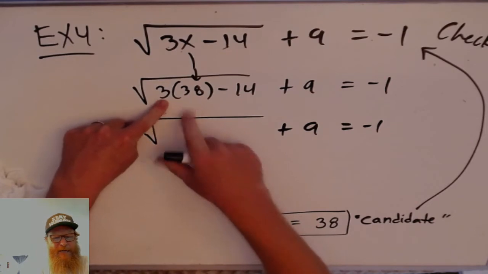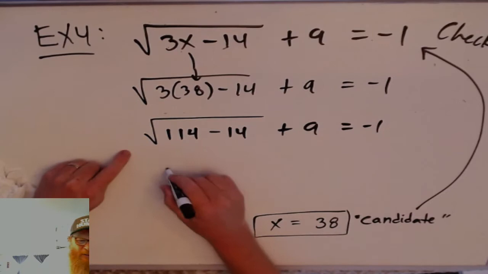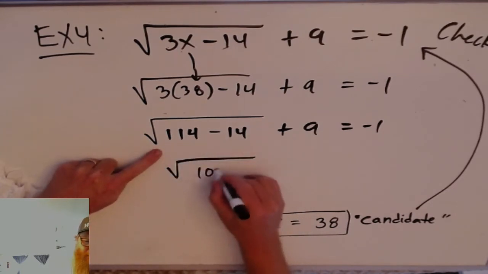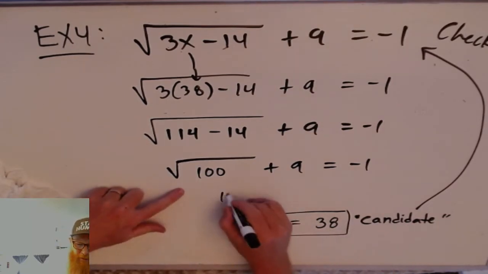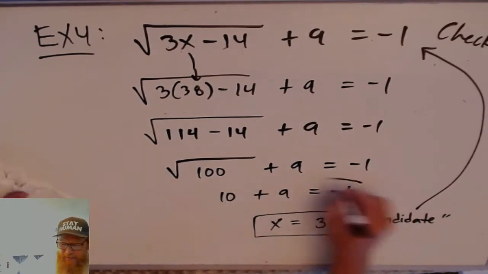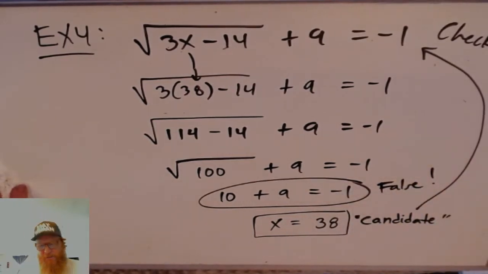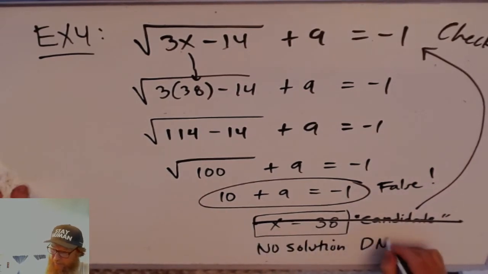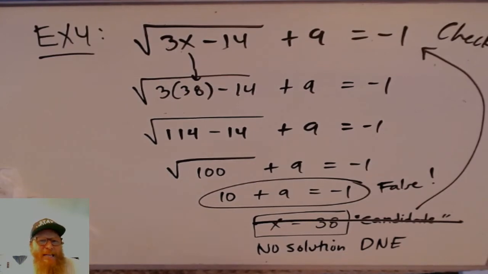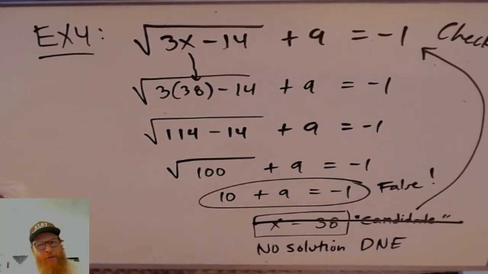All right, 3 times 38 is 114. So you get 114 minus 14 is 100. Square root of 100 is 10. 10 plus 9 equals -1. That's false. So there is no solution. The solution is DNE. 10 plus 9 does not equal -1. So that's just false.